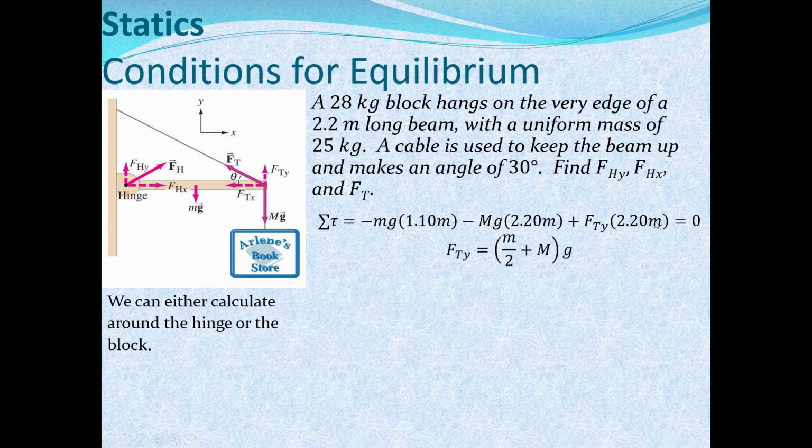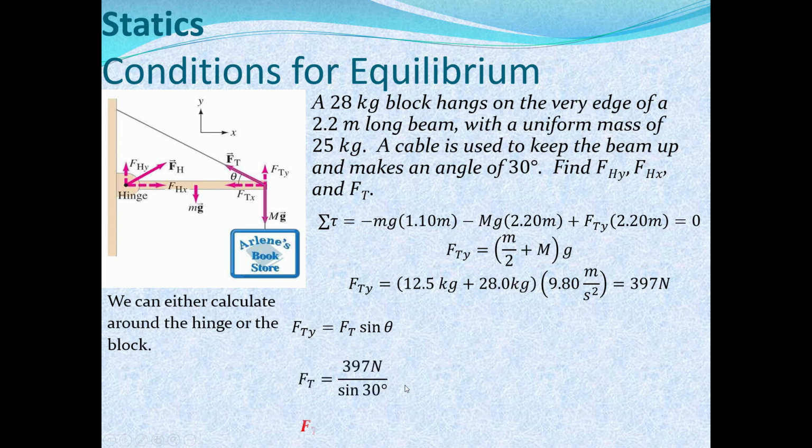So take this equation, move everything around, simplify things, and I end up getting that the vertical component is a little bit under 400 newtons. With that, and knowing that this acts at an angle of 30 degrees, I can now find FT, the tension force, and I can find it to be a little bit under 800 newtons. All right, so far so good.